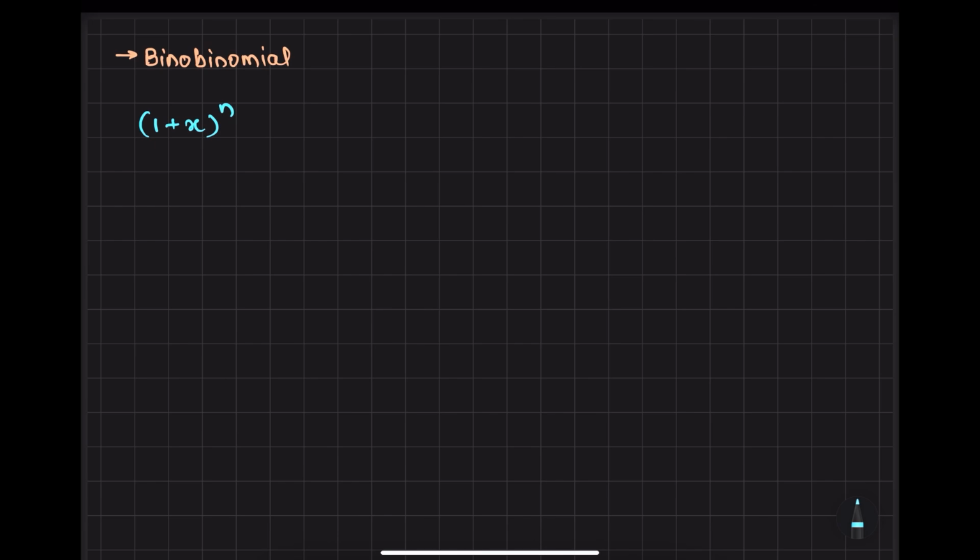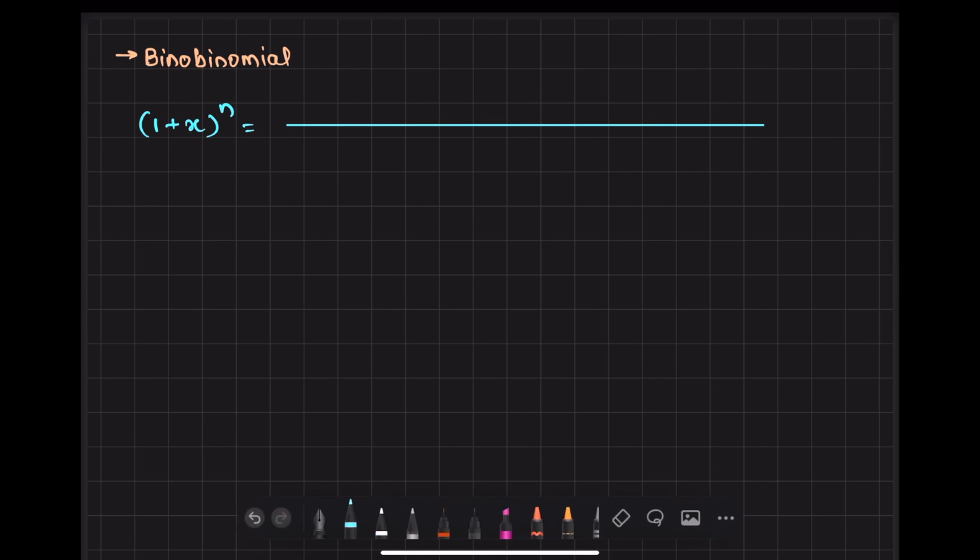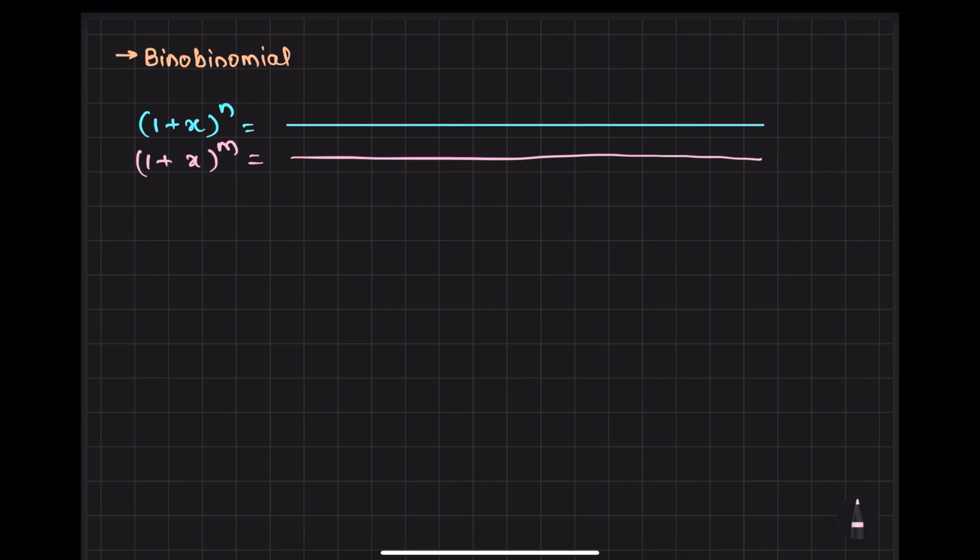Suppose this is n. Okay, so you know how to expand this one, correct? Now later what you did, you have expanded another thing, (1 + x) power m. So you got this thing. Now what we did, we have multiplied both the equations, and we will have so many things together, correct? You know that if we multiply a quadratic equation with a quadratic, you know how things will proceed, correct?